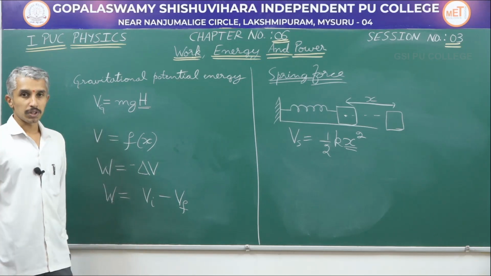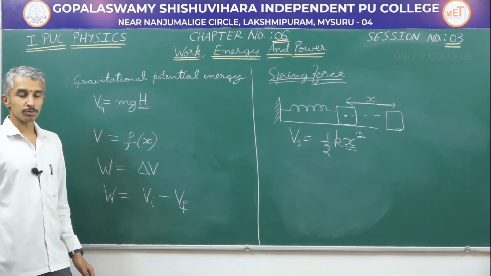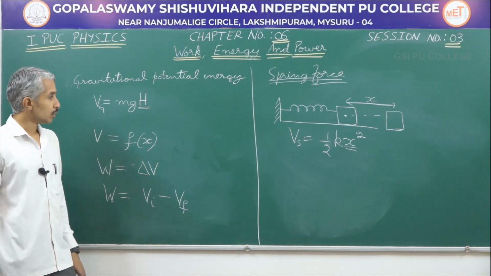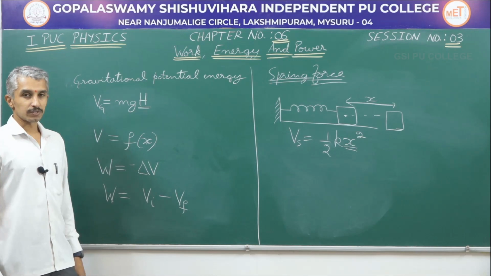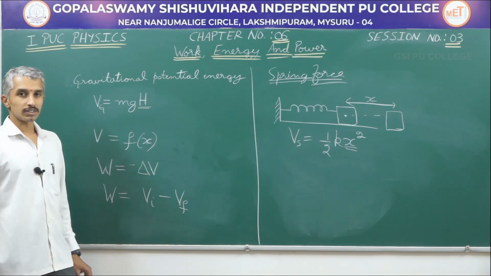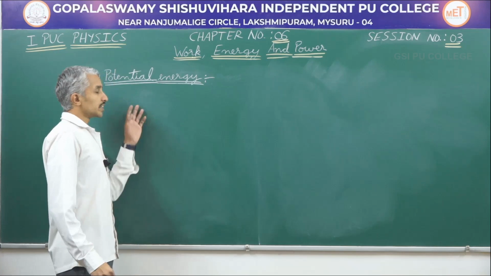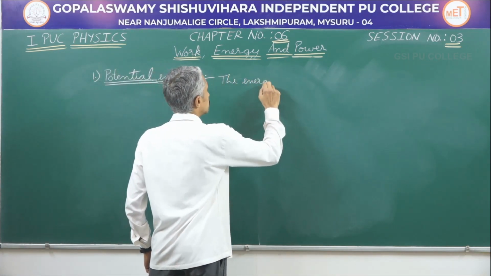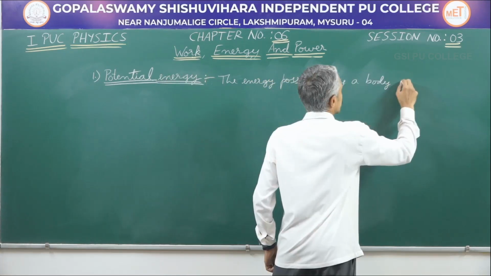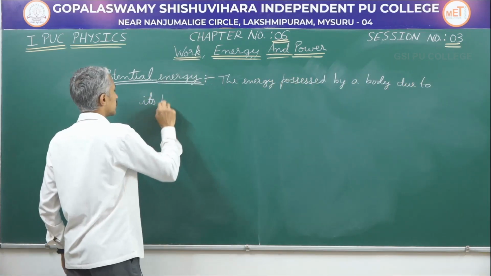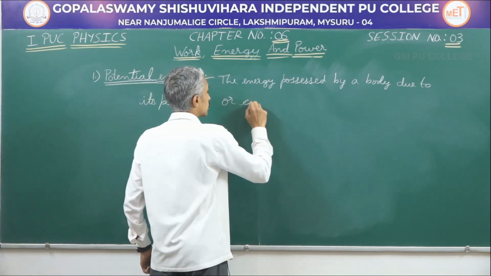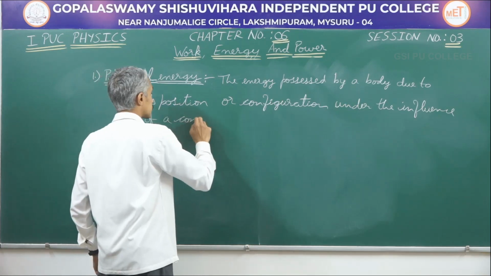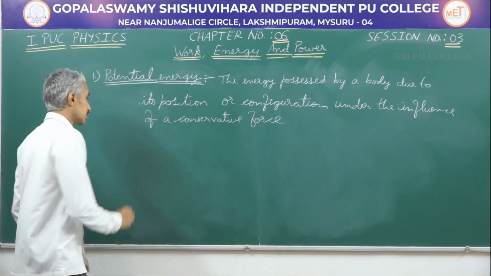From these two examples, now I am able to define what we mean by potential energy and where potential energy arises, what we mean by conservative force, and what is the total mechanical energy. Potential energy is defined as the energy possessed by a body due to its position or configuration under the influence of a conservative force. What are the examples for potential energy?